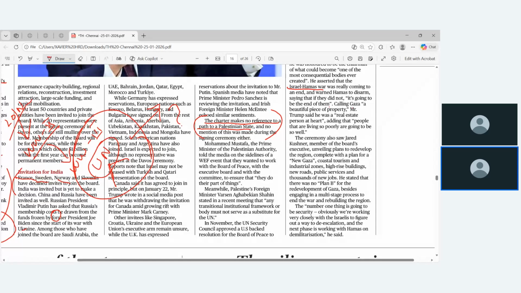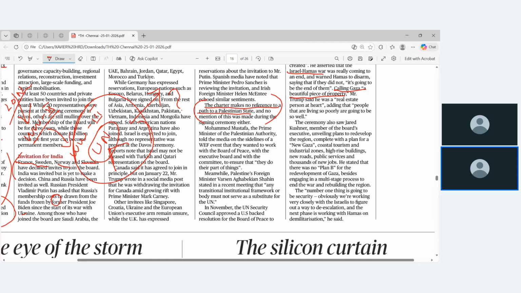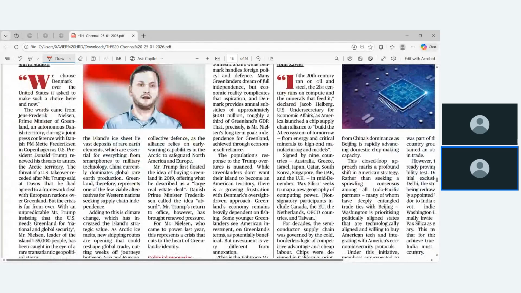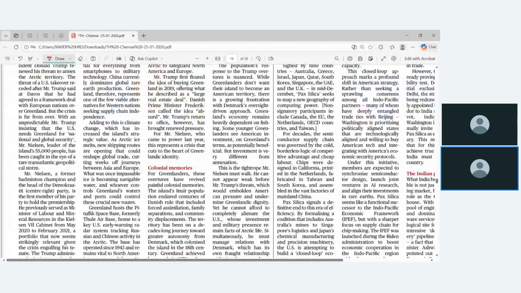And by declaring, calling Gaza a beautiful piece of property. You destroyed the beauty of Gaza's property, and now you declare we are going to make Gaza more beautiful. So these are some of the extreme criticisms we can put, but from an exam point of view, somewhat indirectly we have to highlight the one-sided nature of the US.